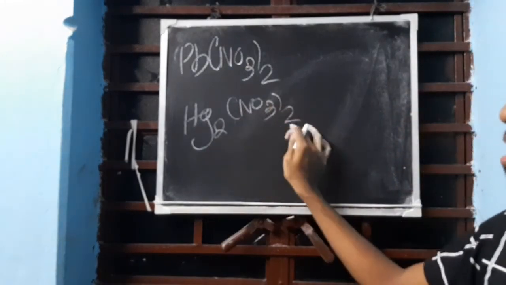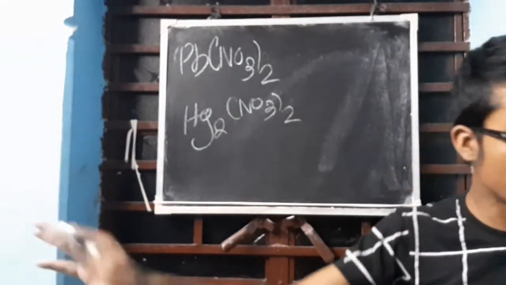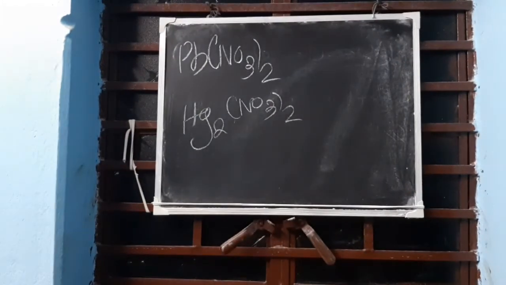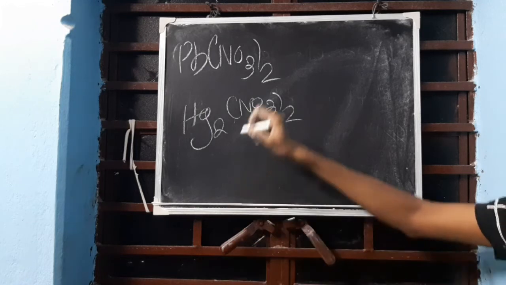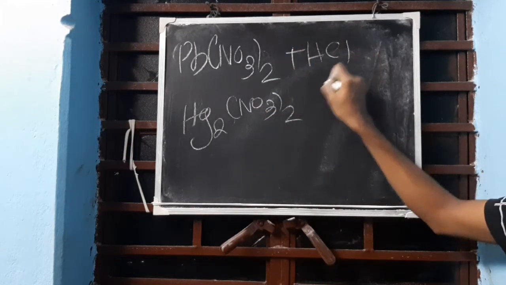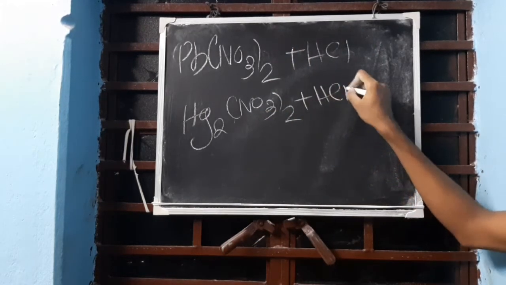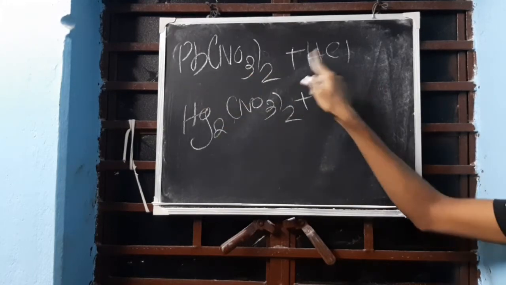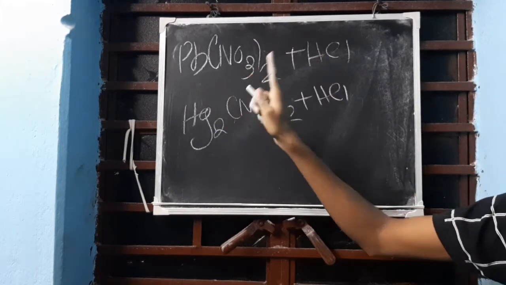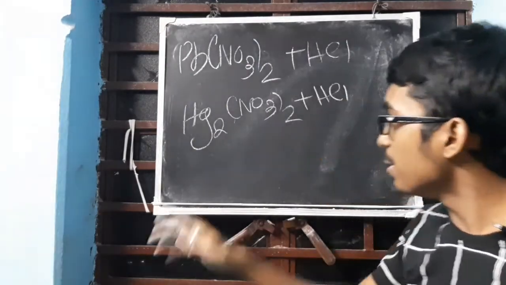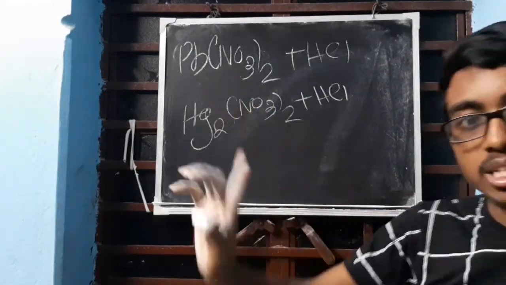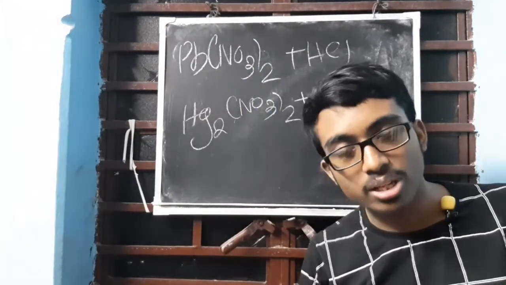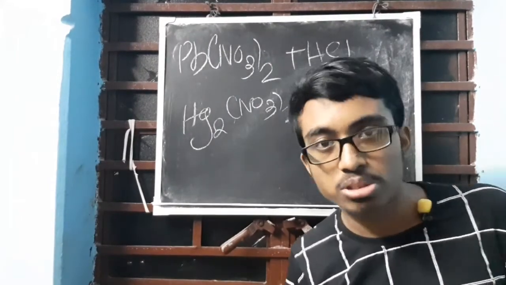Okay. We'll say that we can cut the 2, but you cannot cut the 2. It's due to some rule. Clear? We cannot do that. So, if we add HCl to this, I am not writing the complete reaction. You will write PbCl2 plus HNO3. HNO3 is not going to dissociate into anything. It will be HNO3 only. It's a very strong acid.